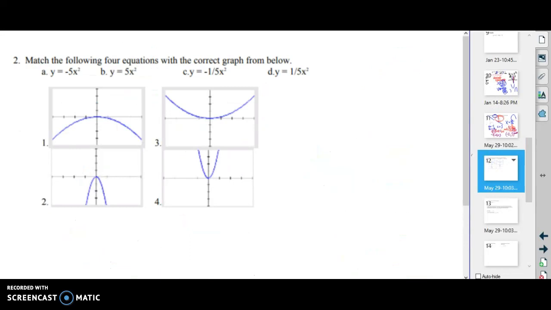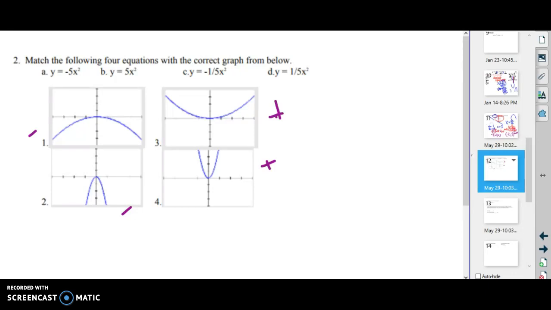This one, match the following 4 equations with the correct graph below. Now, let's see. This one, so I know a couple. This one's going to be a negative. This one's going to be a negative. This will be a positive. This will be a positive up front. Now you've just got to figure out which ones are skinnier and which ones are wider.